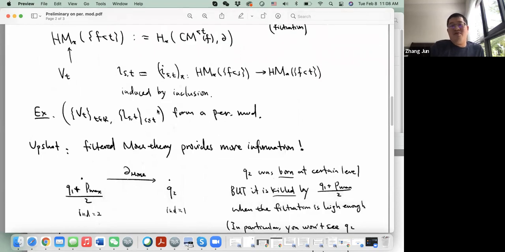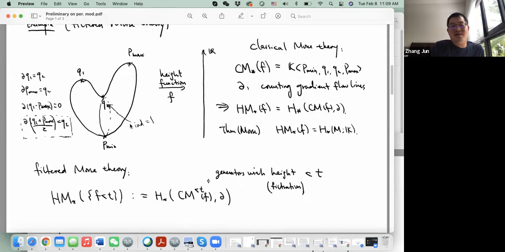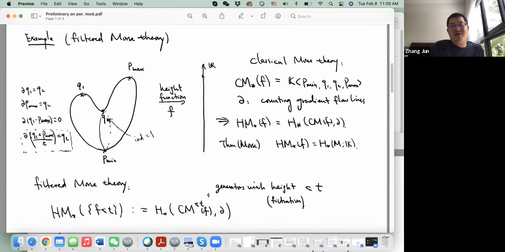The filtered version actually can provide more information in the following sense. When you keep changing the filtration, you keep computing homology. Obviously when T is sufficiently large, you will recover the classic Morse theorem. But you notice that there's something you probably will not see from the classic Morse theory. Like this Q2 has index 1, but the Morse theory tells you that the resulting homology must be equal to S2. So this index 1 will not be seen from the classic one, but you will see it from the filtered one, right?